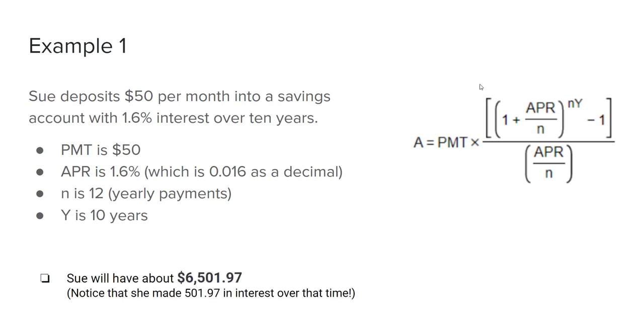Okay, when you evaluate this on a calculator, please take some time to do this. You should get $6,501.97. This means that Sue deposited $6,000 over that entire 10 years. She made $501.97 just on interest. So just by keeping at that pattern of making monthly installments for that many years, she made $501, nearly $502.